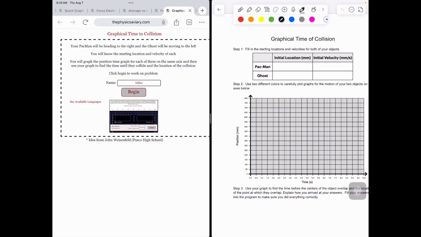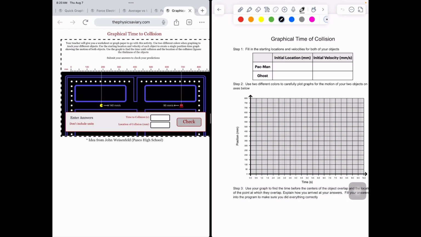Next question, graphing time till collision. So what we're going to do in this one is we're going to have Pac-Man, from the game Pac-Man. He's going to be headed to the right, and a ghost is going to be moving to the left. You will know the starting location and velocity of each. So our job is to use that information, graph it, and see when and where the two will intersect. Put your name in, let's begin.